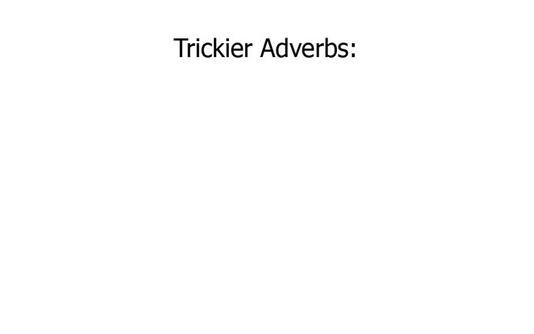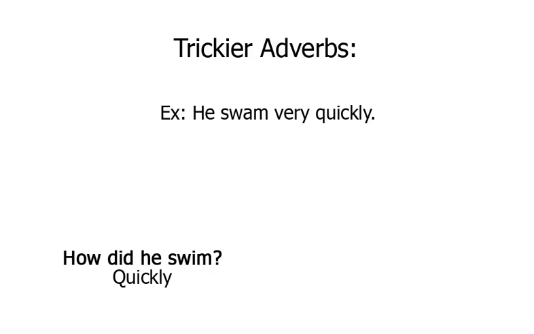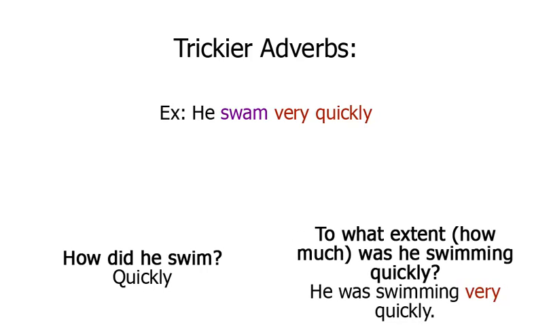Here's another example. He swam very quickly. In this sentence, we can see the adverb quickly pretty easily, since it ends in ly. It tells us how he swam. But there's another adverb here too. Can you see it? It's the word very, which tells us to what extent, just like too did in the sentence before.